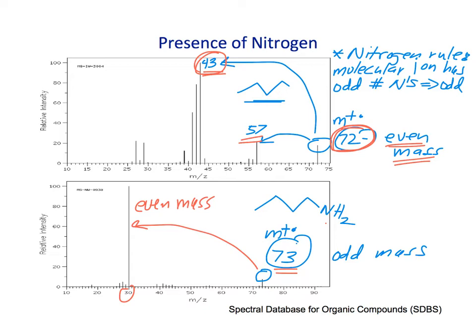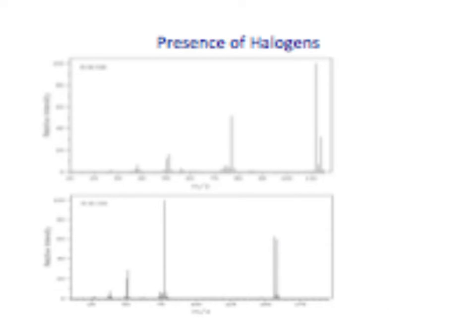This is the nitrogen rule. So if we have some indication that we are starting with a molecular ion with an odd mass, that it contains nitrogen. It can be a little tricky though, but this is one additional piece of information. Another thing that we can see is if we have halogens in the molecule, particularly chlorine and bromine.